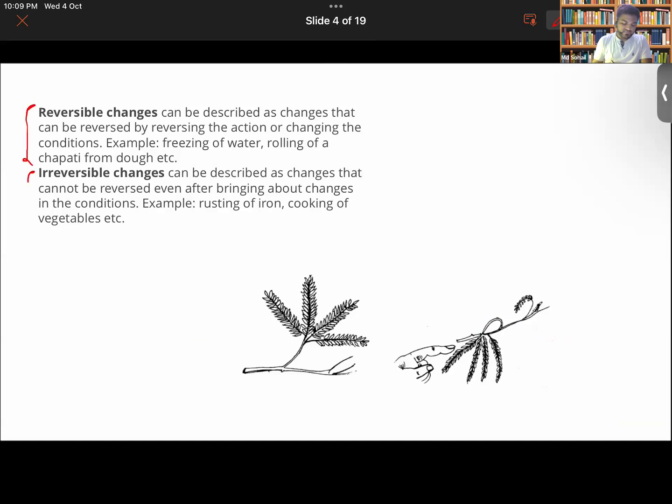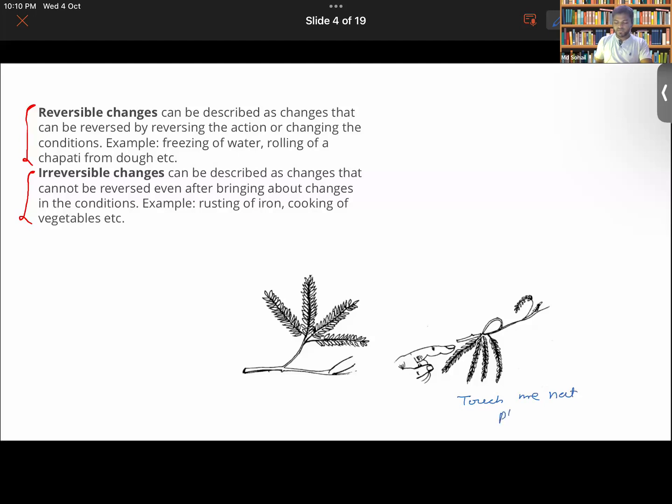Read the two paragraphs, please. Reversible changes can be described as changes that can be reversed by reversing the action or changing the conditions. Example, freezing of water, rolling of a chapati from dough, etc. Irreversible changes can be described as changes that cannot be reversed even after bringing about changes in the condition. Example, rusting of iron, cooking of vegetables, etc.